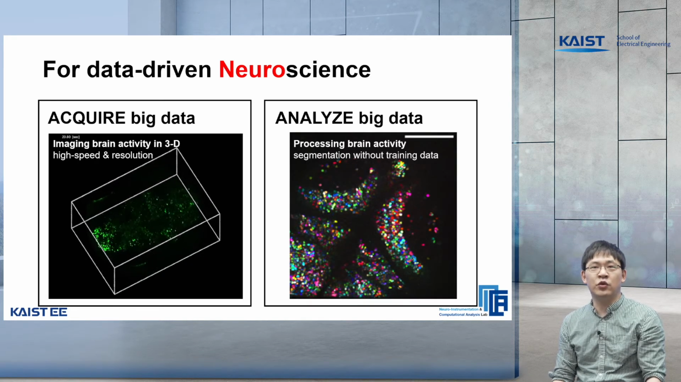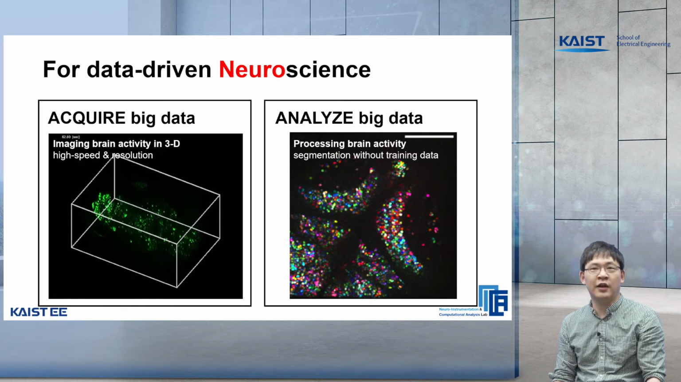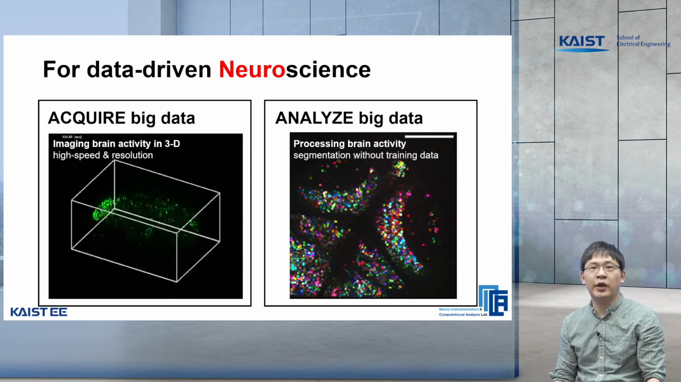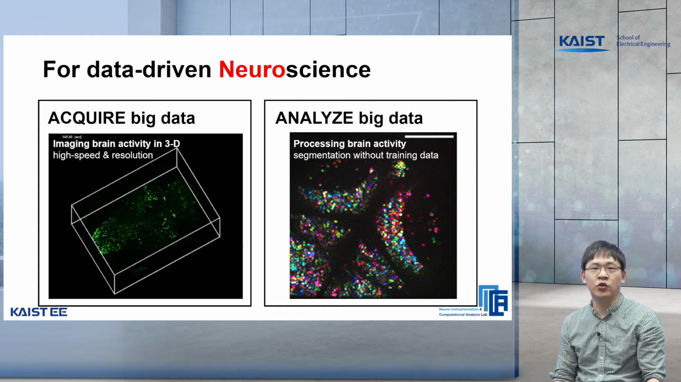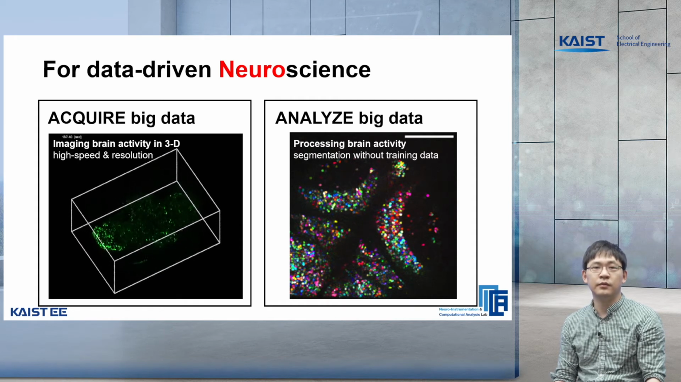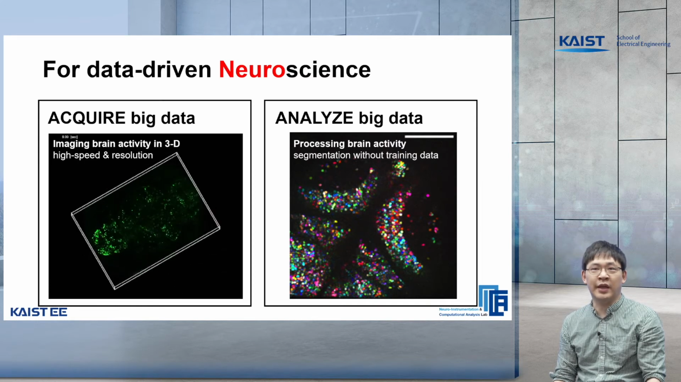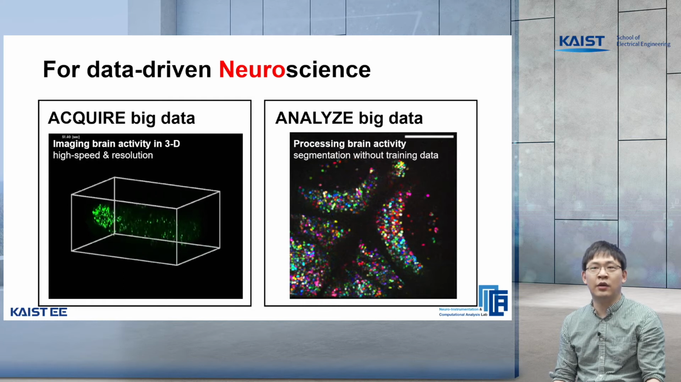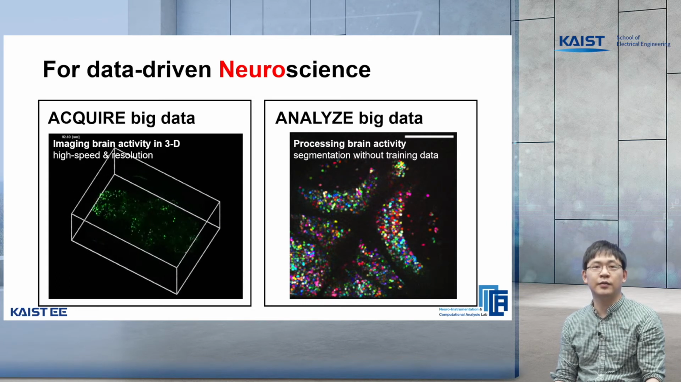Here we have some visual examples. The video on the left shows the brain activity of a small fish. Using our technology, we image the brain activity in 3D at high speed and at single neuron resolution. The image on the right is an image processing outcome from such data. We devised a neural network that can automatically segment all the neurons in the video, which does not require any training data.